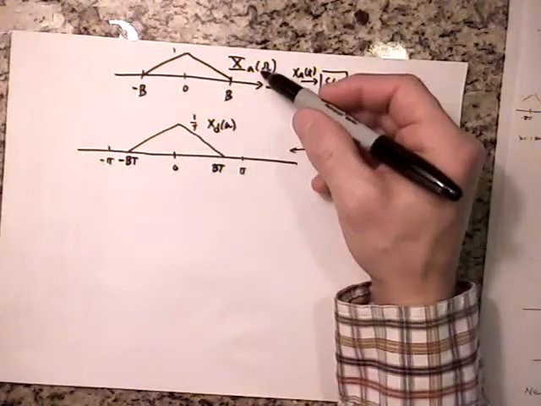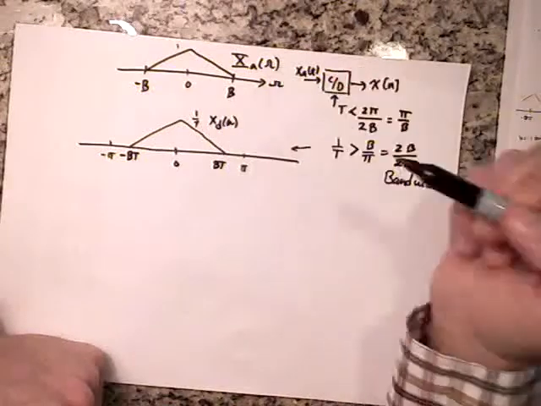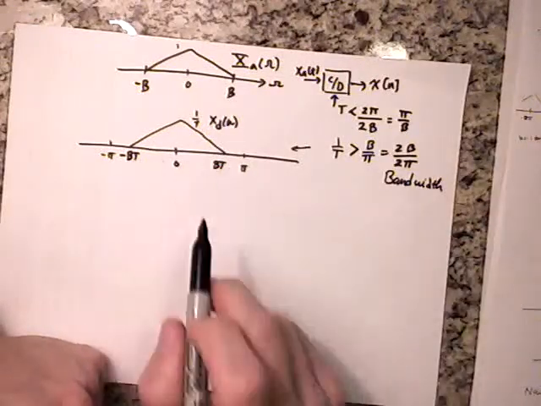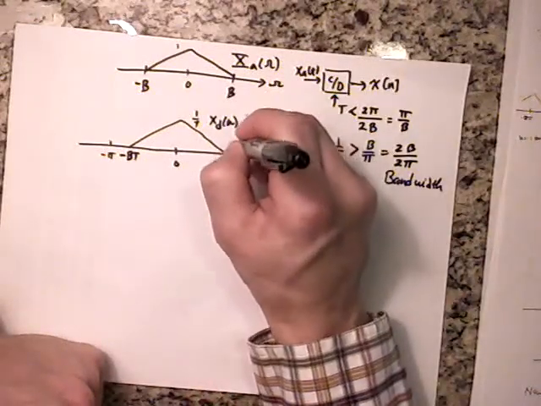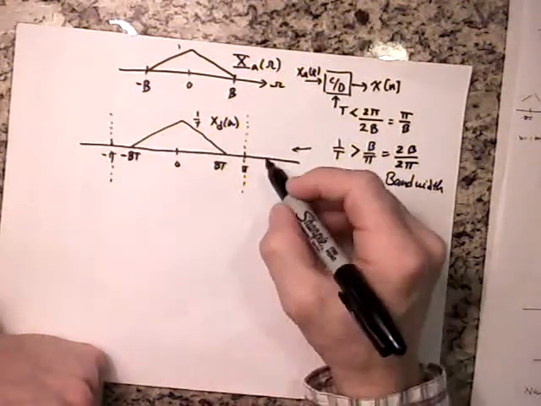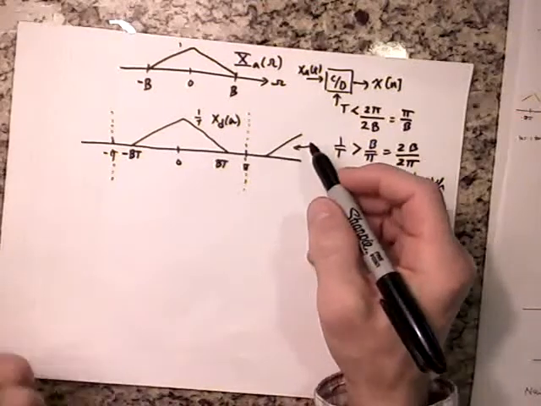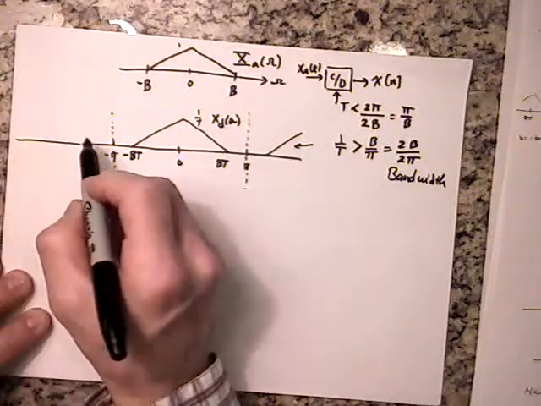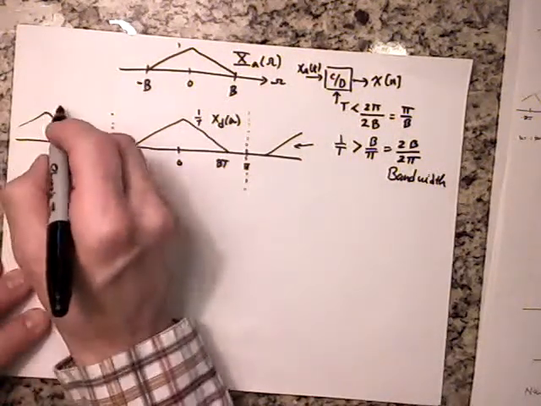X_d of omega just becomes this scaled, stretched version of X_a of omega. And then outside the range minus pi to pi, I get this repeating.